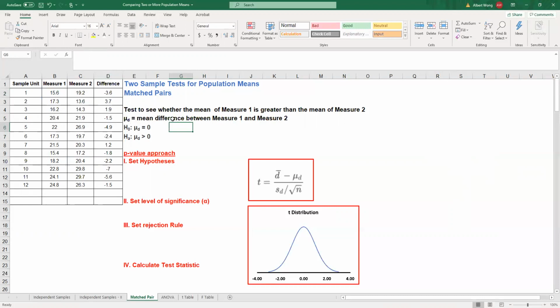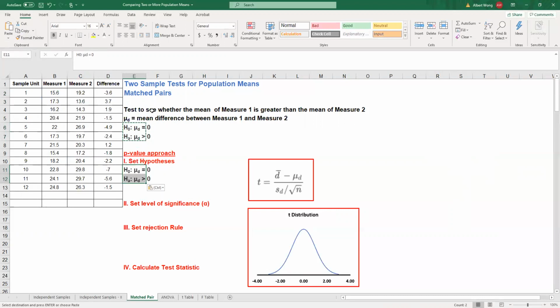Mu d is equal to the mean difference between measure one and measure two. And what we now want to test is mu d is bigger than zero. Why is mu d bigger than zero? Because we want to test whether the mean of measure one is greater than the mean of measure two, and we are taking the difference of 1 over 2. Okay, and so this becomes a one sample problem. Even though we have two samples, we convert it into a one sample problem, and we can use the technique that we learned from the one sample problem to do this problem.